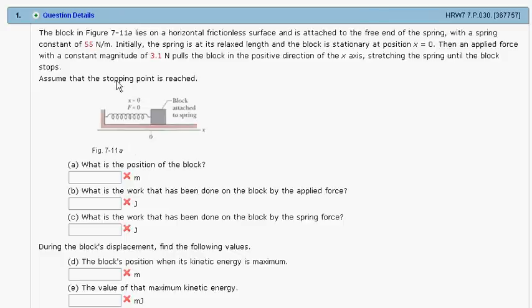So, let's look at problem number 1 here from the Work and Energy 2 assignment, where we've got this block lying on a horizontal frictionless surface attached to the free end of a spring. I'm going to copy this image. There's a spring constant of 55 newtons per meter. Initially, the spring is at its relaxed length, and the block is stationary at position x equals 0. Then an applied force with constant magnitude 3.1 newtons pulls the block in the positive direction of the x-axis, stretching the spring until the block stops. Assume the stopping point is reached. What is the position of the block at A?